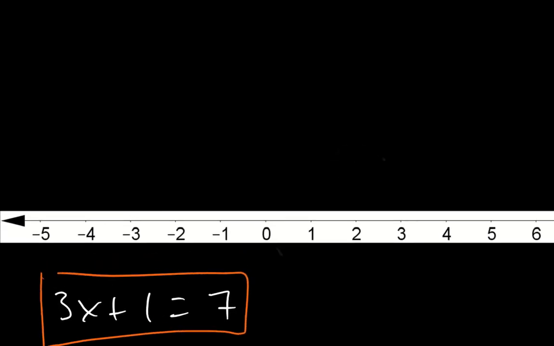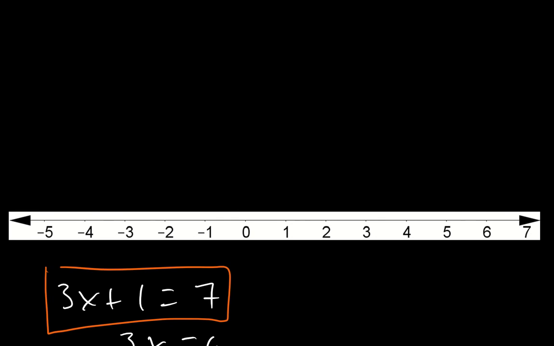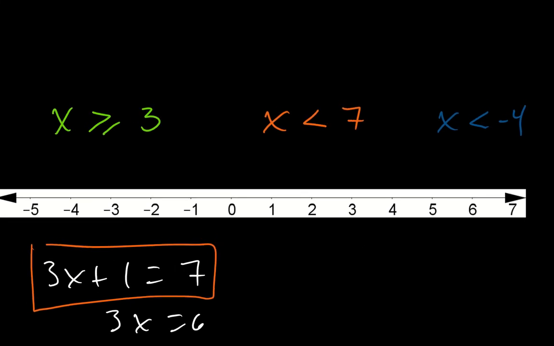If I was to come in here and say, well, okay, let's look at this. What if I've got, I'll use this nice green pen, x is greater than or equal to 3. Or let's do this one in orange: x is less than the number 7. And I'll do one more in blue: x is less than -4. Okay, so let's graph those separately.